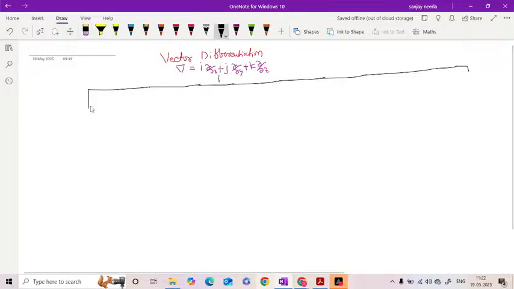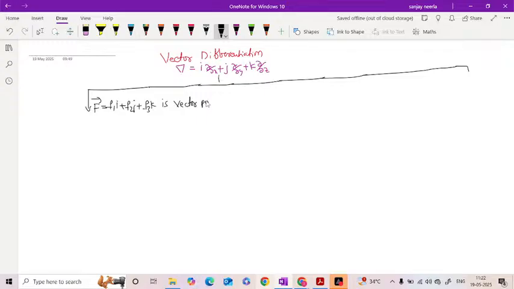Okay, so first of all I am taking the vector point function. So f is f1 i plus f2 j plus f3 k, which I am assuming to be the vector point function. In this vector point function again we have two types of operations. What are the operations we have here? Divergence and curl.